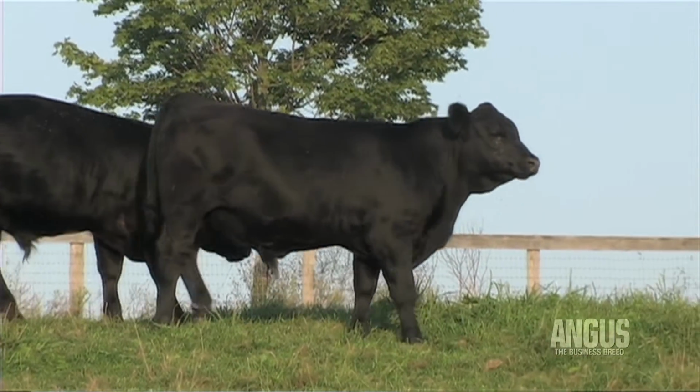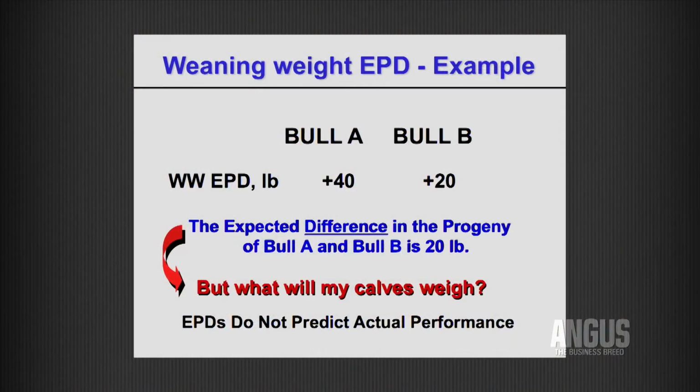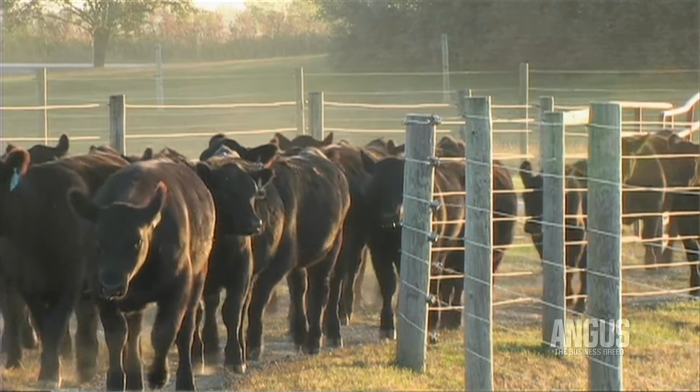If we consider an example of two bulls and say their weaning weight EPDs are plus 40 and plus 20, then on the average, we would expect a 20-pound difference in the weaning weight of their future progeny. So say we used those bulls, mated them to comparable sets of females, and exposed those calves to the same environmental condition. Then if we weighed those two groups of calves, on the average you would expect a 20-pound difference in their weaning weights.